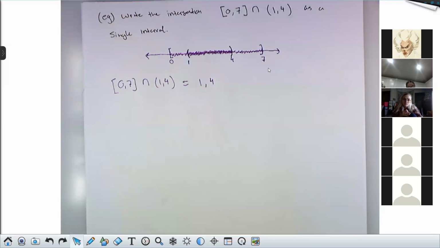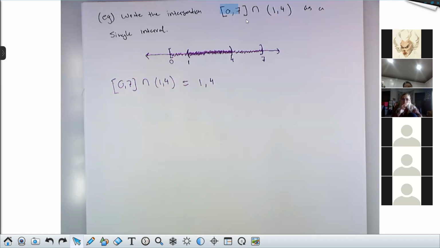Now, do I include the 1 with a bracket or do I exclude it with a parenthesis? Is 1 in both of those intervals? That would have a bracket, right? So 1 is certainly an element of the first interval, right? 1 is in the closed interval from 0 to 7. The 1 got shaded with the first one. Is 1 an element of the second set? No, this is just everything strictly between 1 and 4, right?